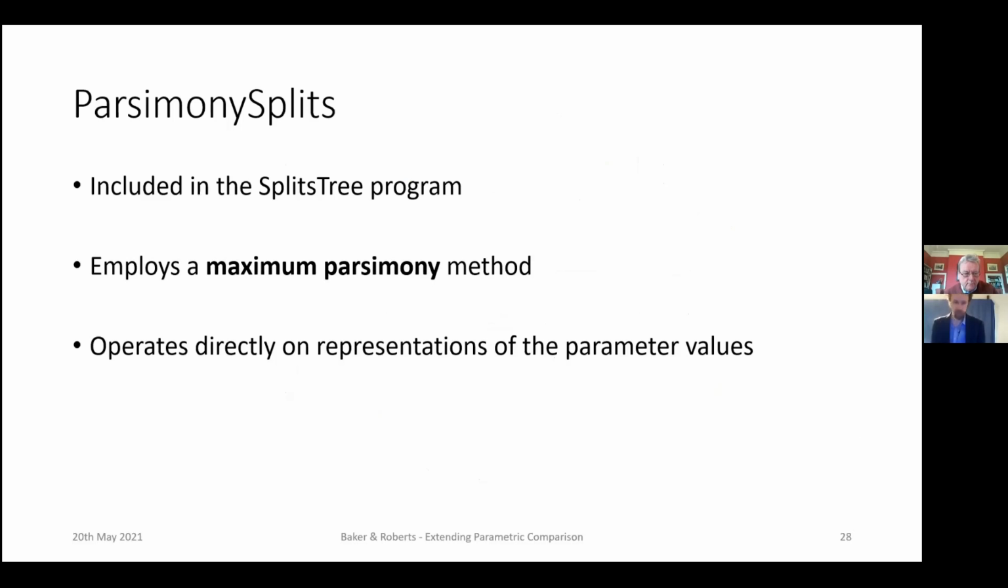And then I said we did try another method as well. This is something called parsimony splits, which employs a maximum parsimony method and operates directly on representations of the parameter values. So we've inputted those parameter values for each language as represented as a string, and the aim of the method is to produce a sort of optimal tree requiring the smallest number of changes in parameters to derive a sort of common ancestor.